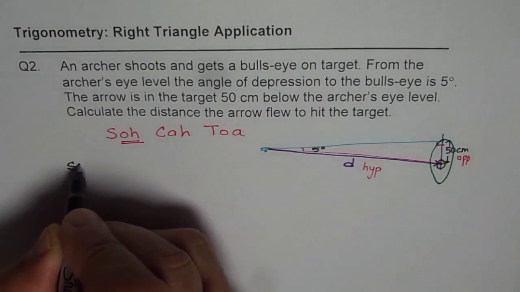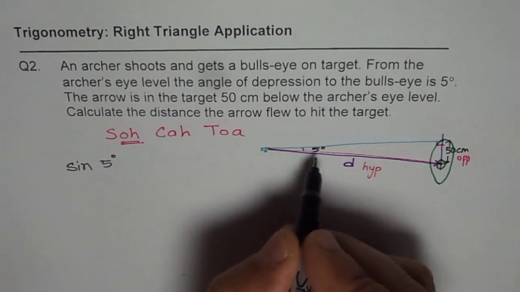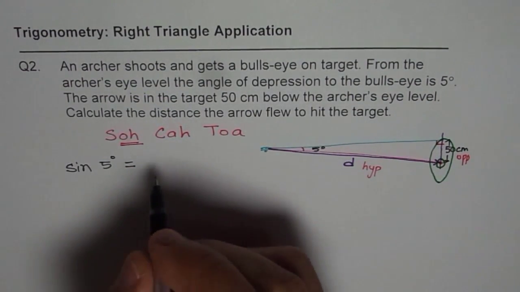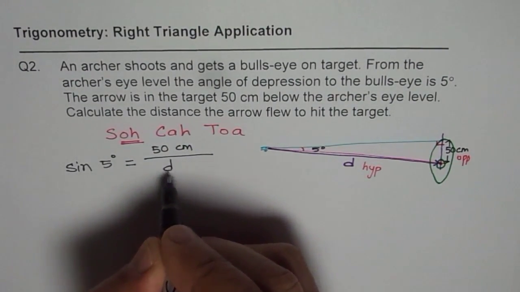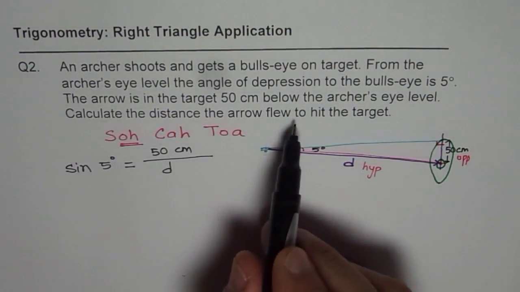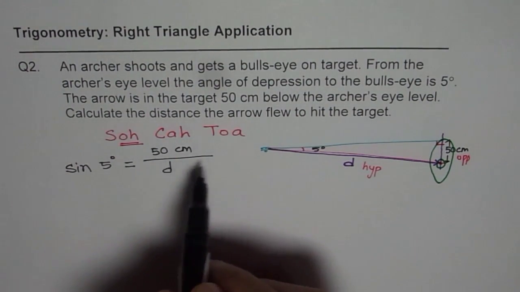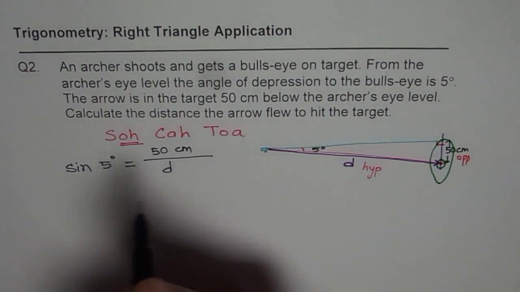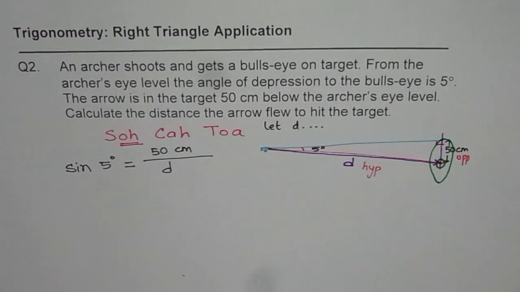So we'll write sine of 5 degrees, equal to opposite over hypotenuse. I wrote bigger, but you have to write lowercase. So we have 50, and the units are centimeter, divided by d, our variable. We are saying let the distance traveled by the arrow be d centimeters. Now my concentration is more on trigonometric ratios, but you have to define your variable. Say let d be the distance. Define your variable.